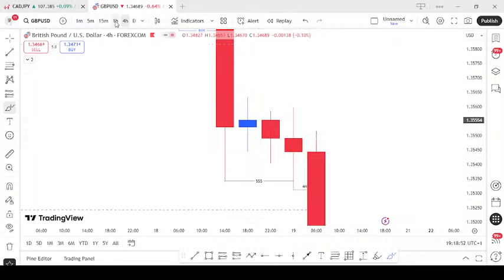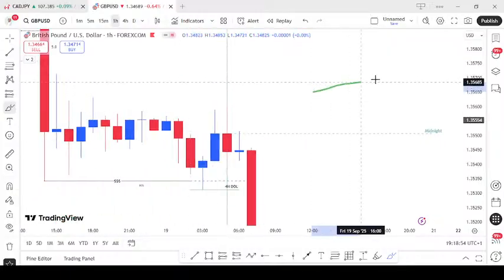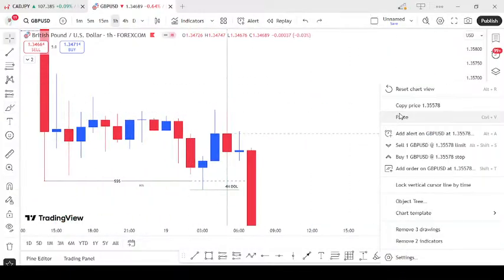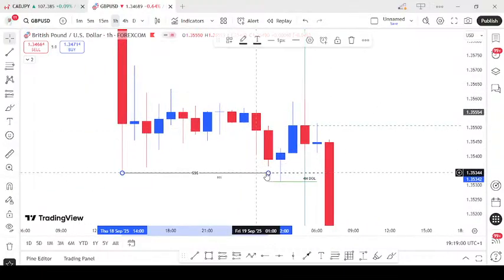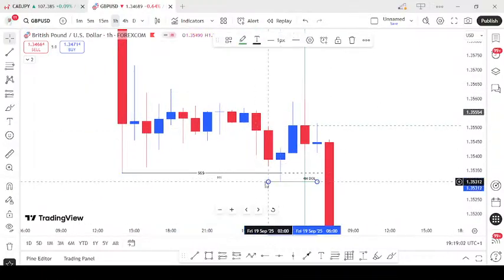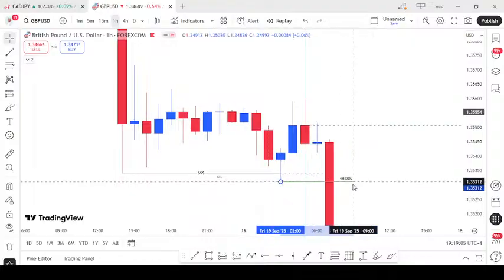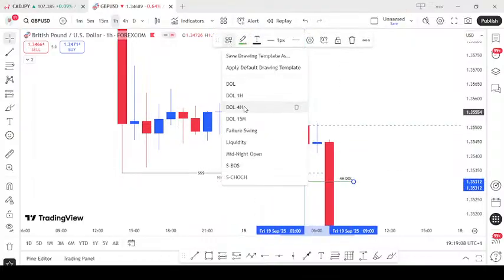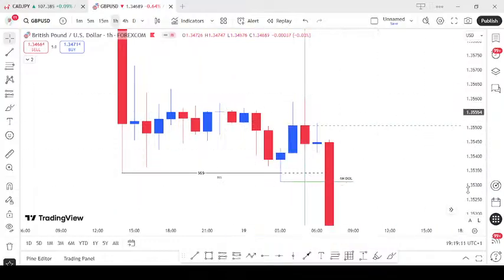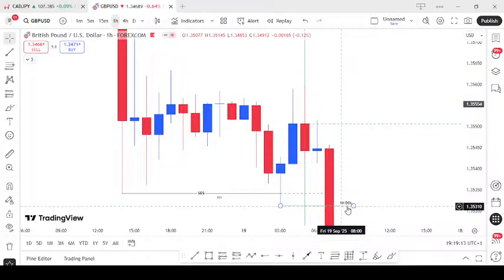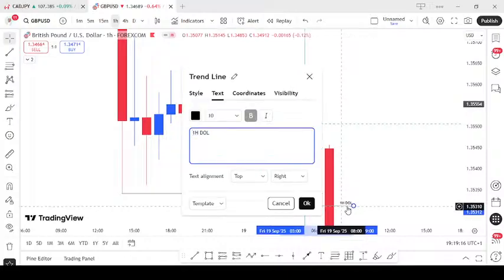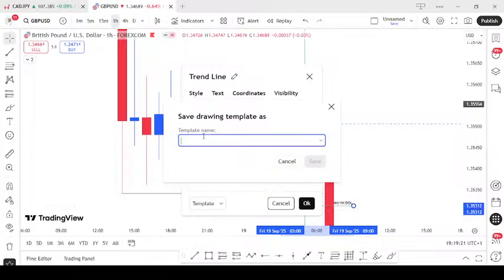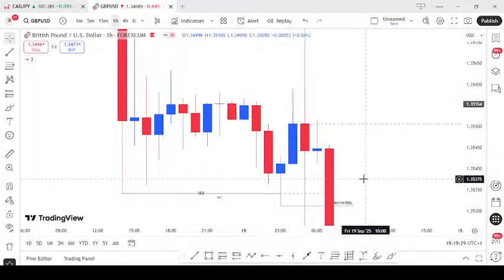So here I'll now come to the 1 hour time frame. On the 1 hour time frame, you can see that price also liquidated this place here, right? So here will also be my 1 hour draw on liquidity. So the 4 hour and the 1 hour are together. Let me just name it 4 hour slash 1 hour draw. I'll just save it, say my draw on liquidity 4 hour slash 1 hour are both together. All right, so I've gotten that set.